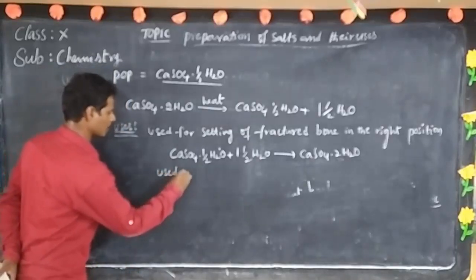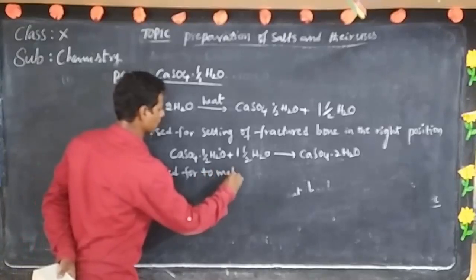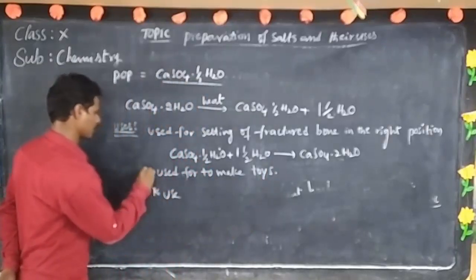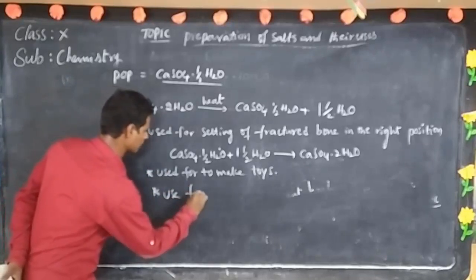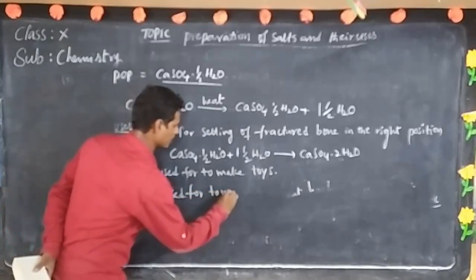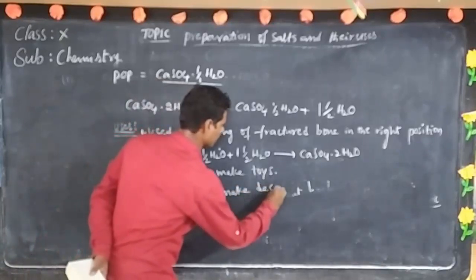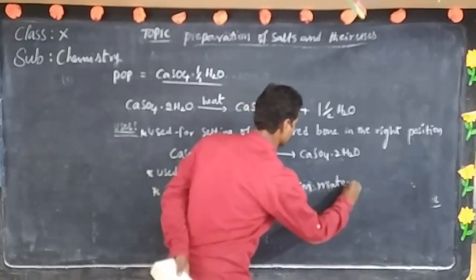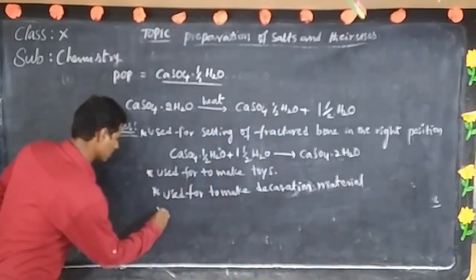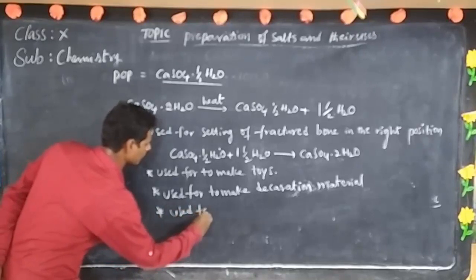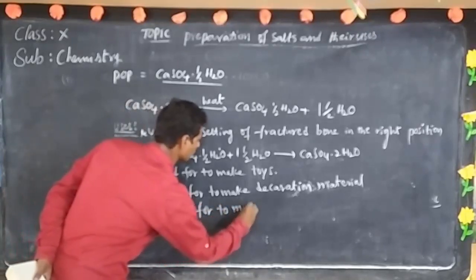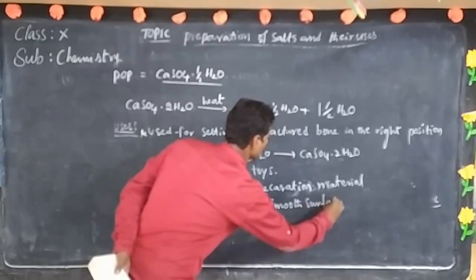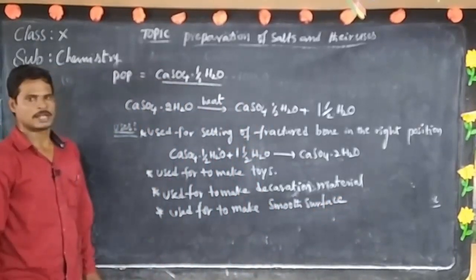Next, used to make toys, used to make decoration material, used to make smooth surfaces. So these are all uses of plaster of Paris.